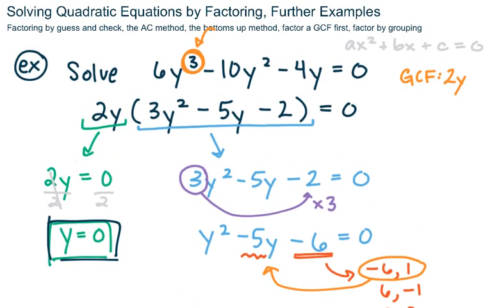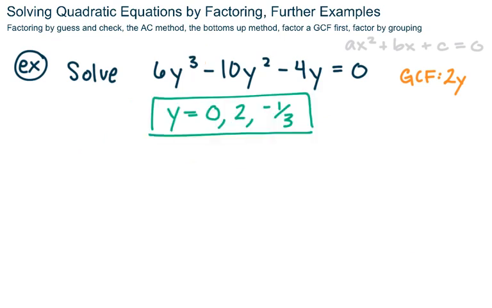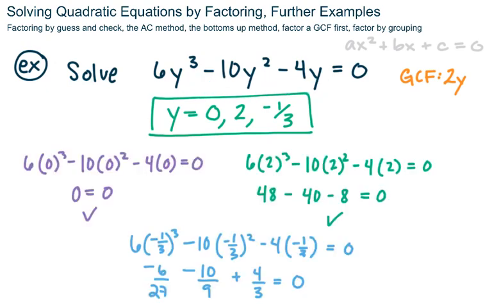Now, the other thing to keep in mind is you can always check these solutions. And when I say check, that would mean that we would need to take each of these 3 solutions, plug them in, and make sure that they give us a true statement. And you'll notice by plugging 0 in for y, positive 2 in for y, and subsequently negative 1/3 in for y, they all simplify down to 0 and check.